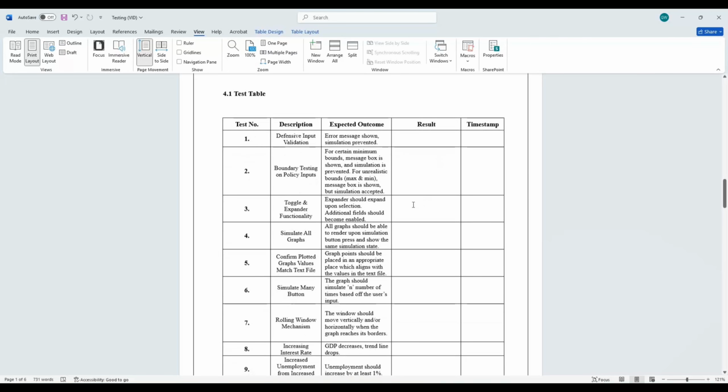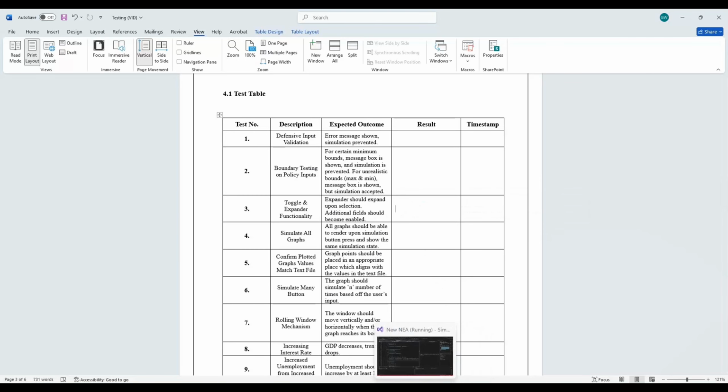And the third and final test we'll be doing is toggle and expander functionality. In the control panel, which you'll see in a second, the user should be able to untoggle and toggle the control panel to access more inputs, and as it says here, additional fields should become enabled.